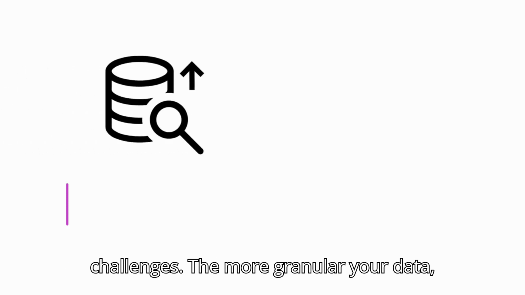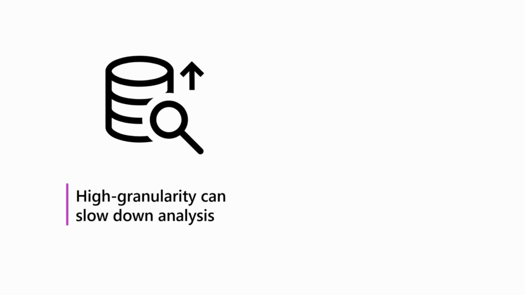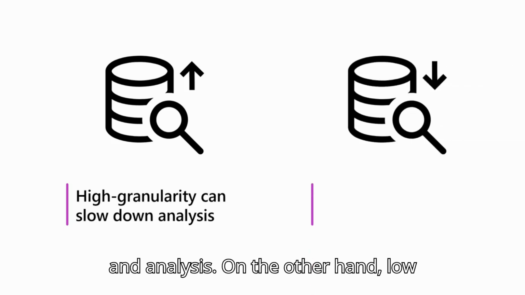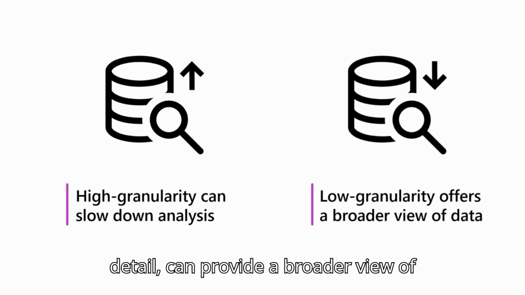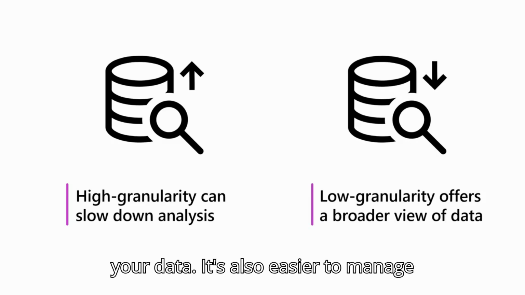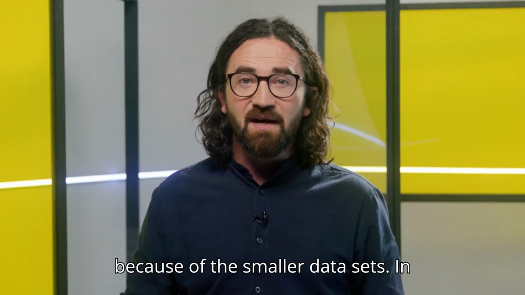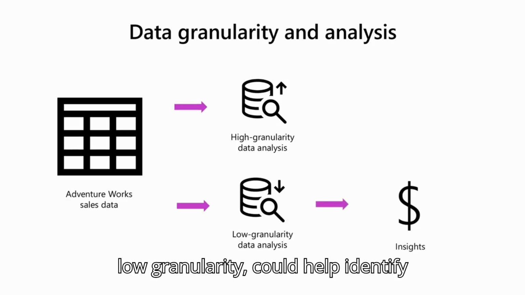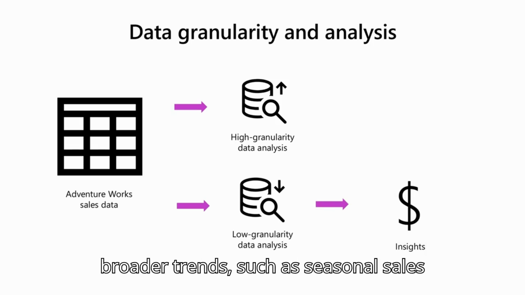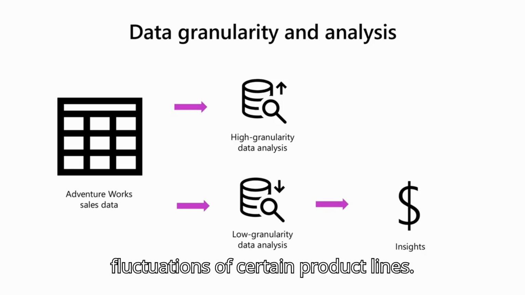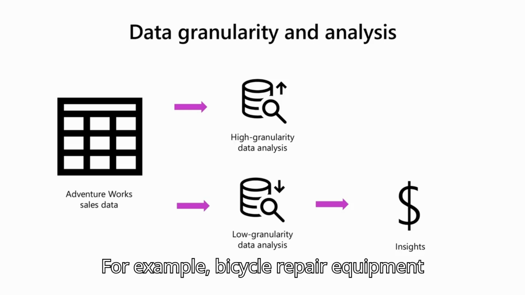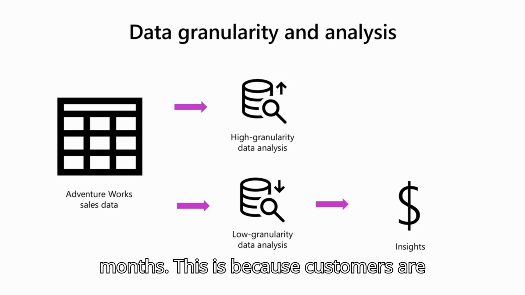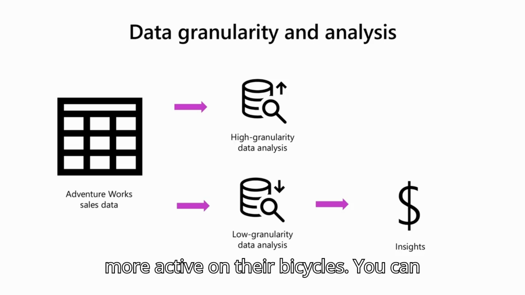The more granular your data, the larger your datasets will be, potentially slowing down data processing and analysis. On the other hand, low granularity data, while offering less detail, can provide a broader view of your data. It's also easier to manage because of the smaller datasets. In AdventureWorks, the monthly sales data, low granularity, could help identify broader trends, such as seasonal sales fluctuations of certain product lines. For example, bicycle repair equipment sells more during the spring and summer months. This is because customers are more active on their bicycles.